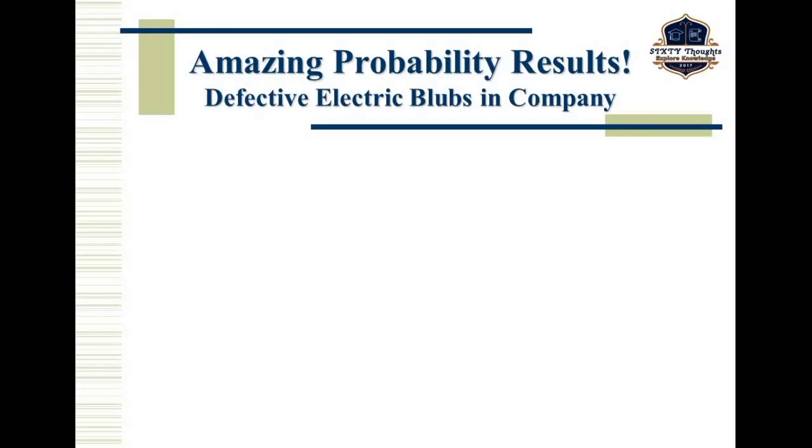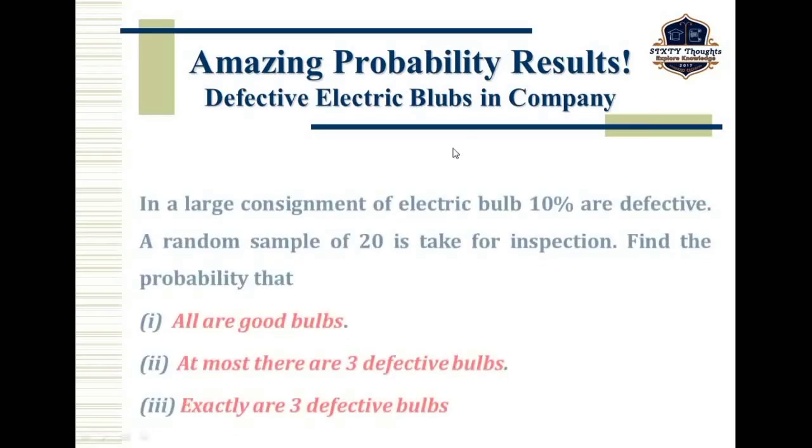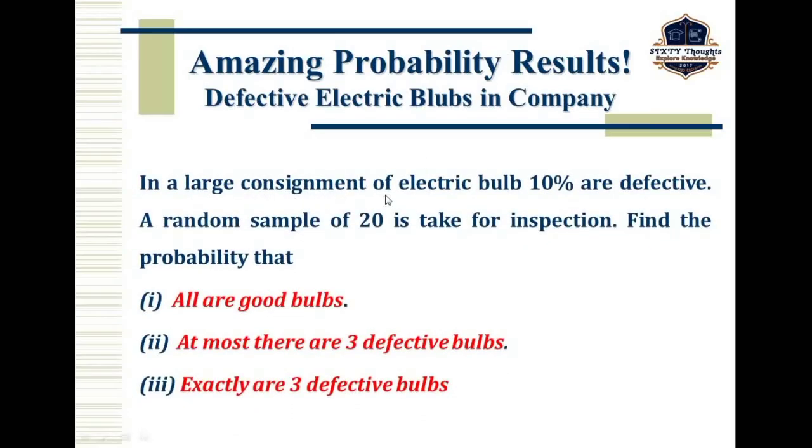In this video lecture, we will discuss one of the interesting real-life applications of probability in manufacturing. Let us consider the given data: in a large consignment of electrical bulbs, a percentage are defective. A random sample of bulbs is taken. Find the probability that all are good bulbs. Second, at most 3 are defective bulbs, and third, exactly 3 are defective bulbs.